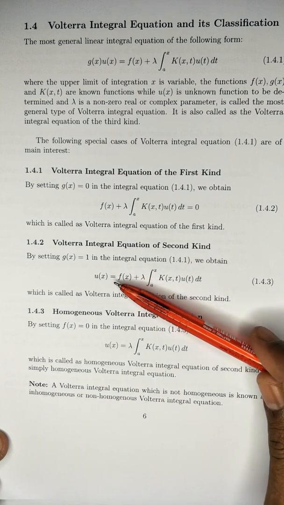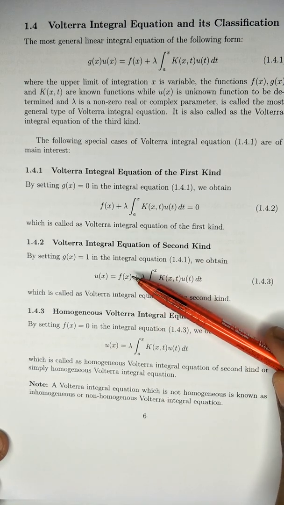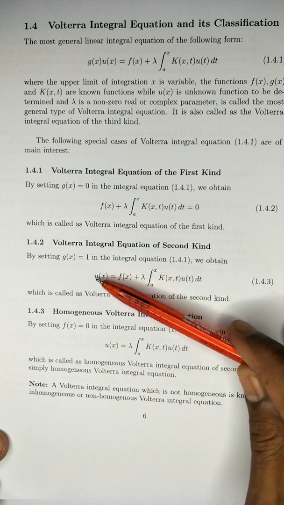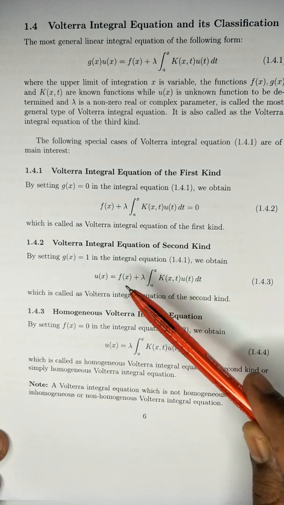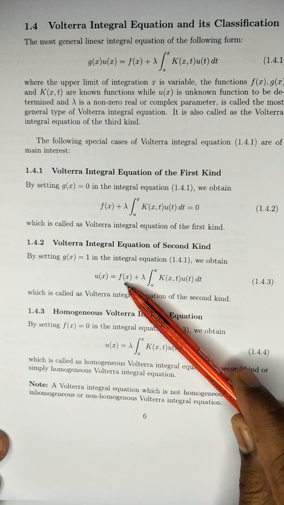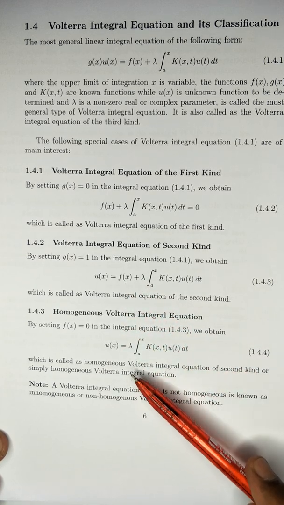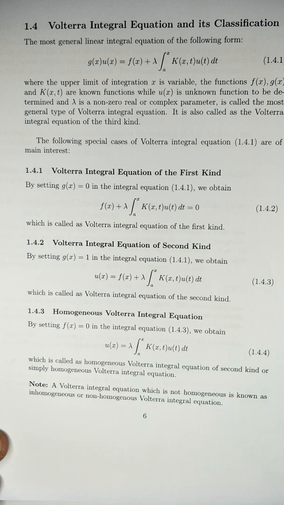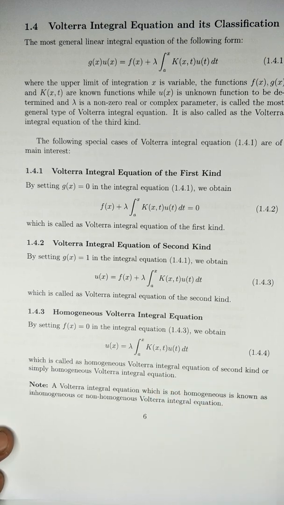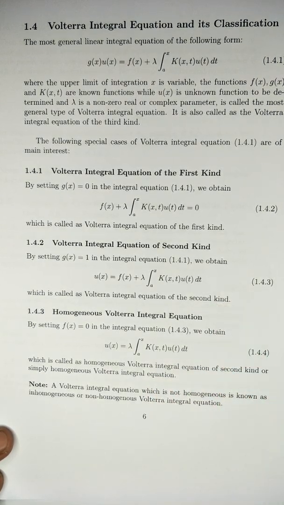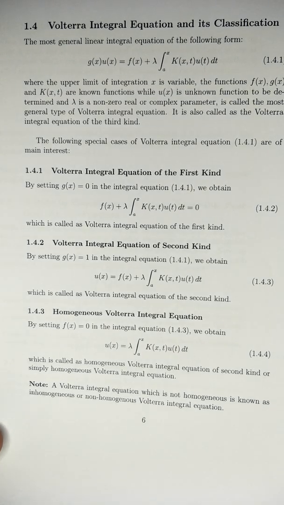And for the second kind Volterra integral equation, if we set f equal to 0, that gives us the homogeneous Volterra integral equation of the second kind. If the equation is not homogeneous, we call it a non-homogeneous Volterra integral equation.